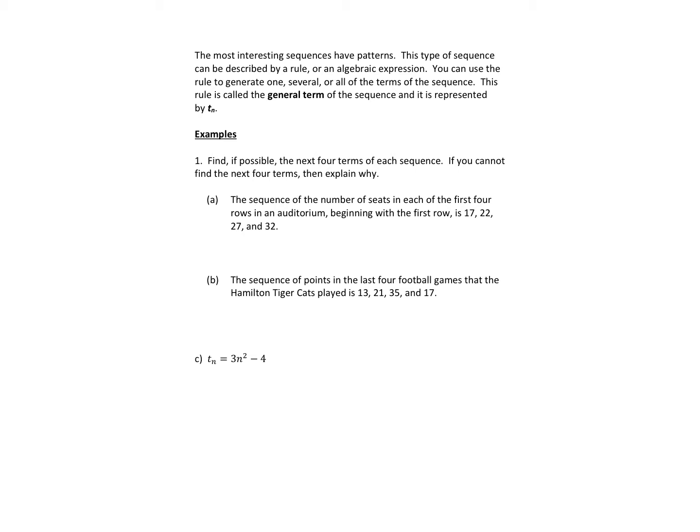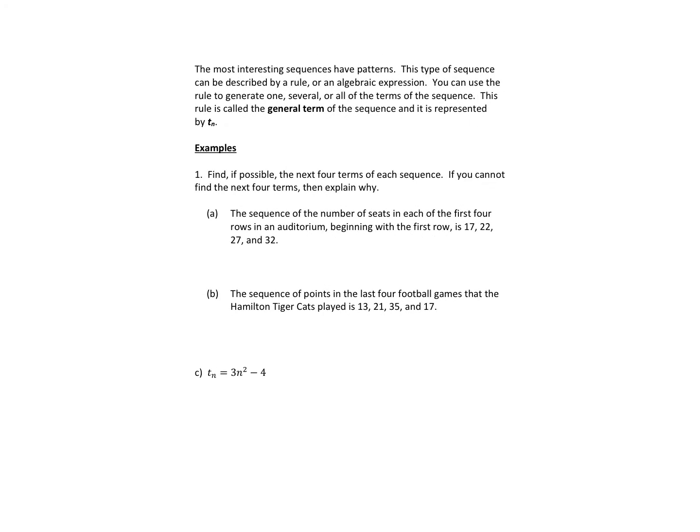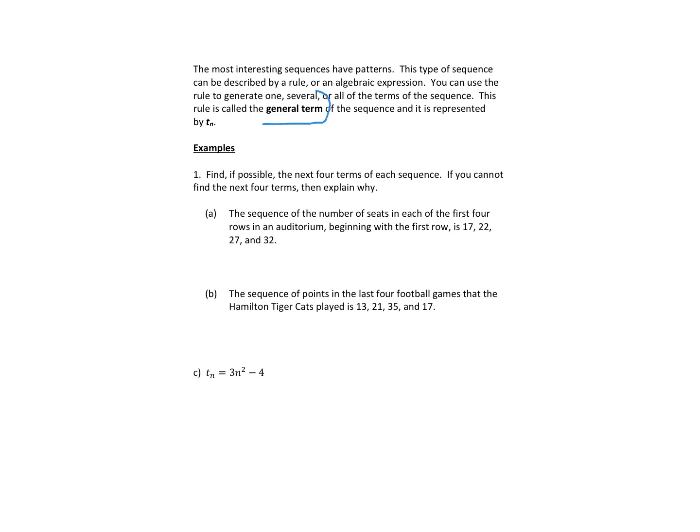So a lot of sequences have a pattern. As I said, sometimes they do, sometimes they don't. But if it does have a pattern, we can usually describe the sequence by a rule. So we have a rule that describes the pattern, and that rule we'll call the general term. So for example, we want to see if we could find the next 4 terms in the sequence. So in part A, we have the sequence of numbers 17, 22, 27, and 32. And we want to see if we can find some sort of pattern that we could then continue.